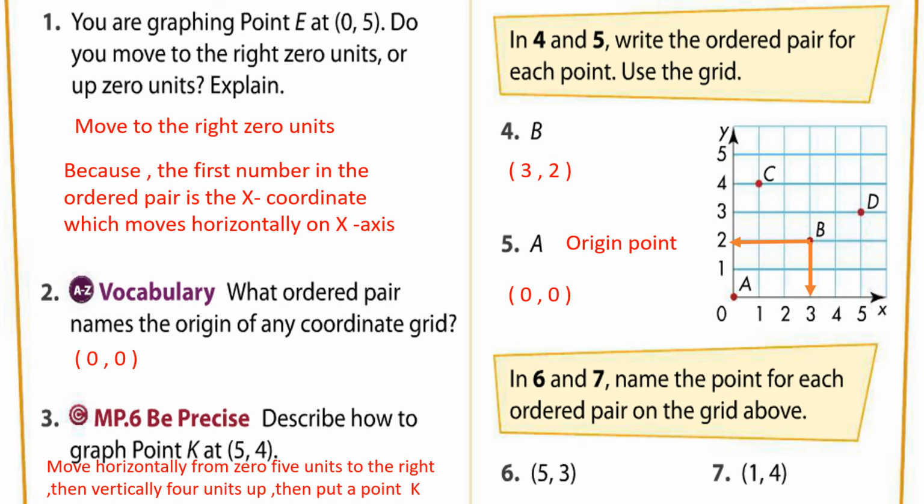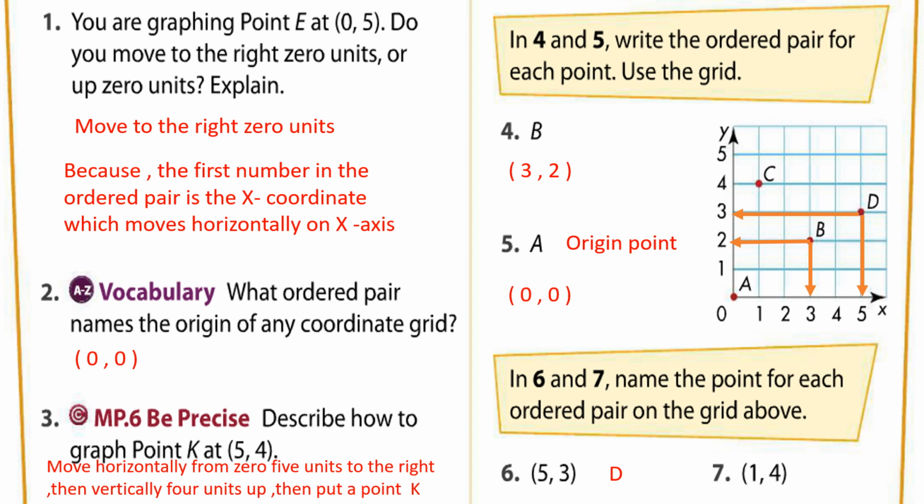So firstly, move from 0, 5 units to the right, then 3 units up to reach which point? To reach point D. So look at point D again. Point D is looking at number 5 on the x-axis and number 3 on the y-axis. So it's exactly point D. So question 6, which is 5 and 3, will be point D, because point D is looking at 5 on x and 3 on y. So the answer will be point D.